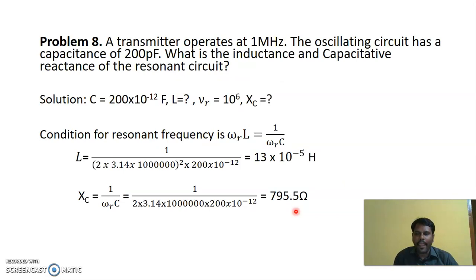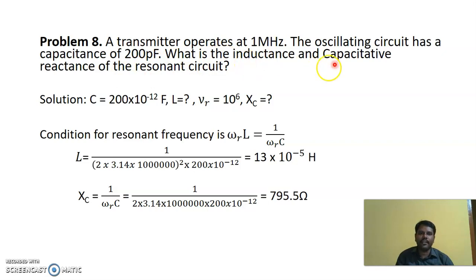Problem number 8. A transmitter operates at 1 megahertz. The oscillating circuit has a capacitance of 200 picofarad. What is the inductance and capacitive reactance of the resonating circuit?